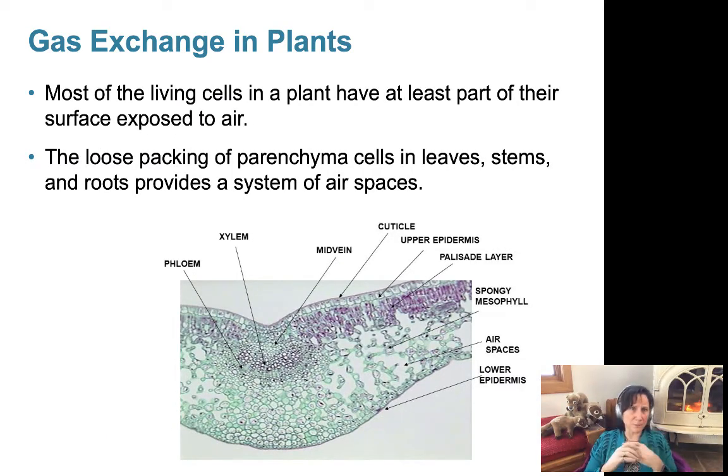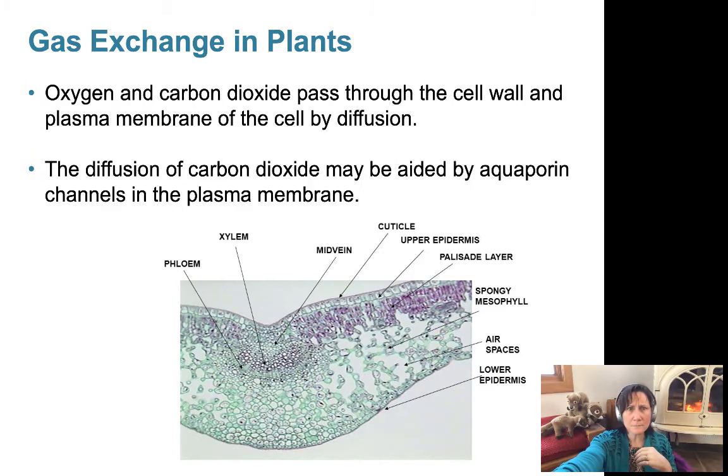So to reiterate, most of the living cells in a plant have at least part of their surface area exposed. And here I also say the loose packing of parenchyma cells in leaves, stems and roots provides a system of air spaces. So that's going to facilitate gas exchange among the cells adjacent to those air spaces. Oxygen and carbon dioxide are going to pass through the cell wall and plasma membrane by diffusion. But as it happens, aquaporins can facilitate not just water movement, but the diffusion of carbon dioxide through those same channels.